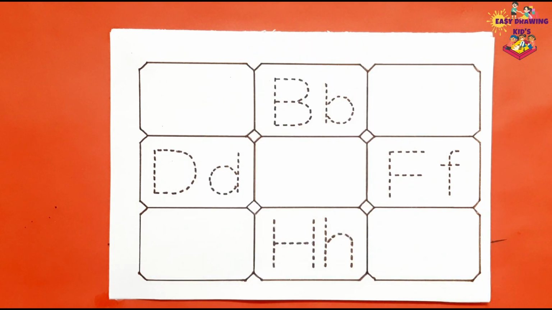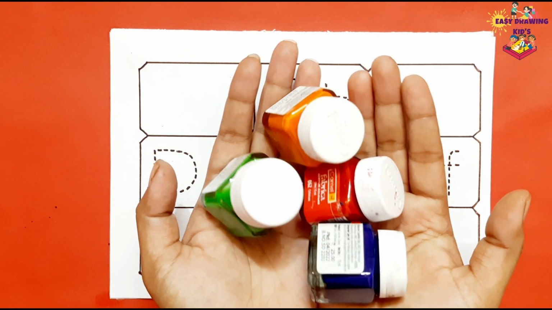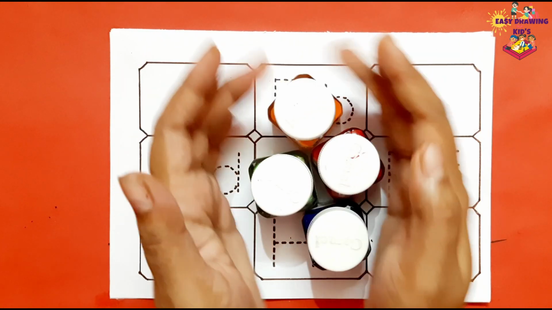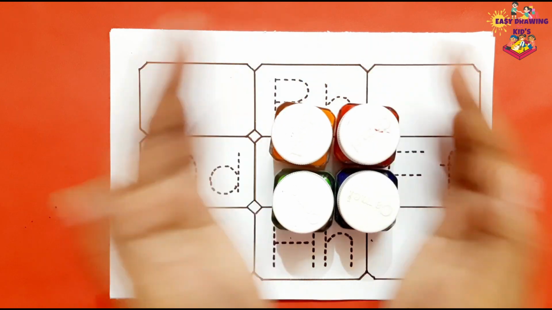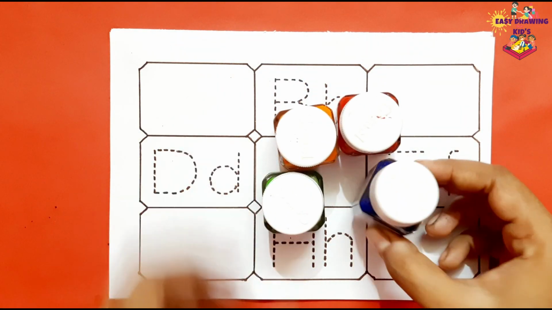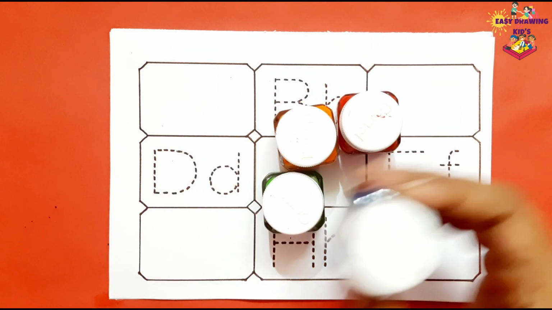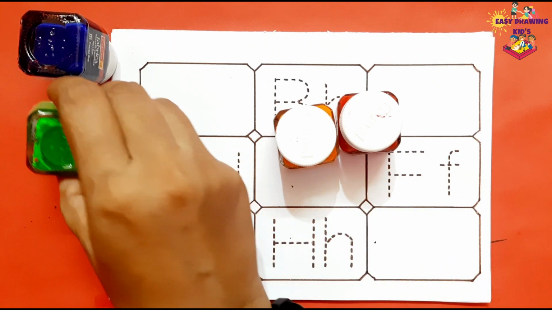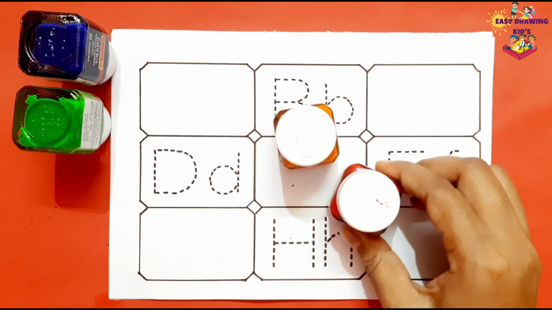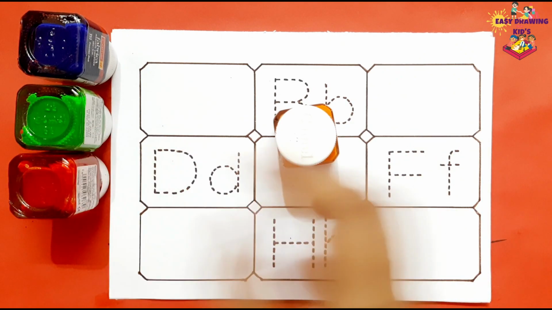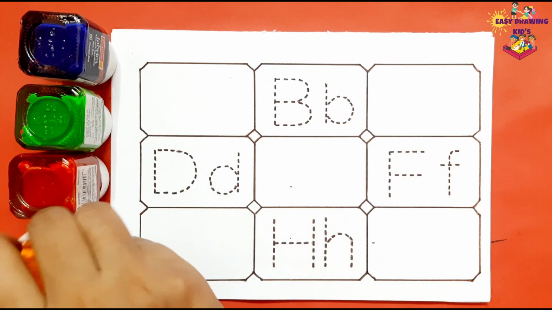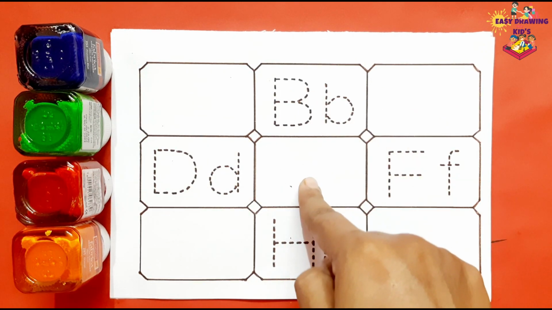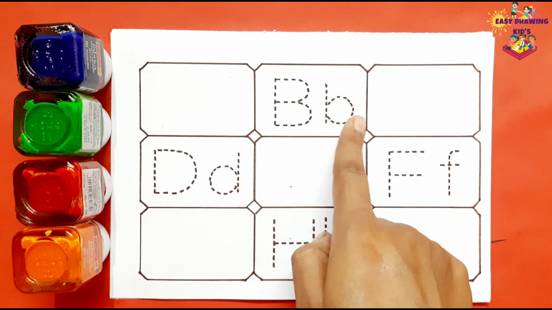Hello kids, let's learn some colors. Blue color, light green color, red color, orange color. Let's learn some alphabets, uppercase and lowercase.